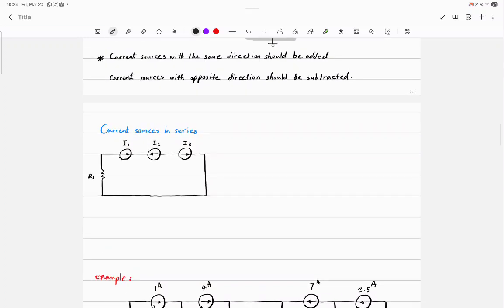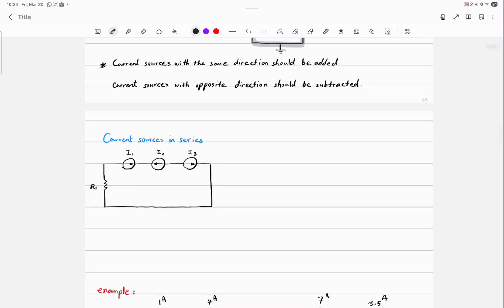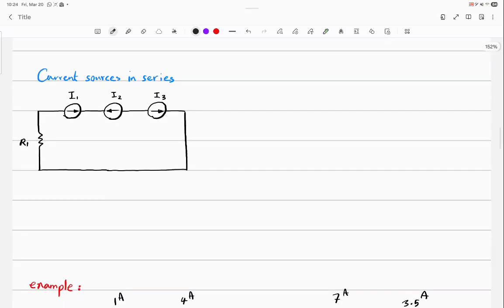How about series? How can I combine current sources in series? It's the same. It should be the same, right? Otherwise, there's something wrong that we cannot handle right now. Because if one of them is trying to push the current to be 2 amps, the other one 3 amps, then we don't know which one is going to win, right?